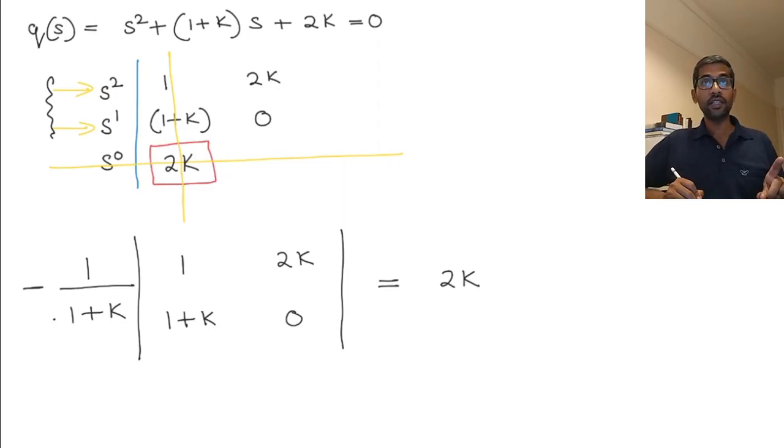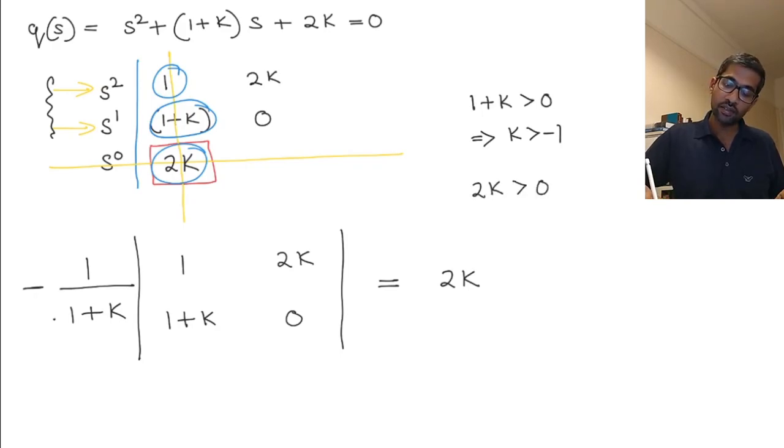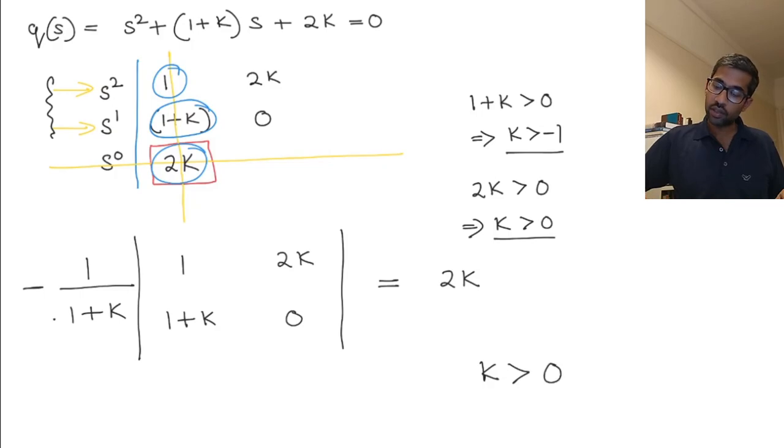Now what is the criterion for stability? The criterion for stability is that these numbers 1, 1 plus K and 2K are of the same sign. Now we know 1 is positive, so the criterion is that 1 plus K is greater than 0, which of course implies that K should be greater than minus 1. And another condition that we need is that 2K is greater than 0, which means that K is greater than 0. If we combine both these conditions, we can see that the system is stable for all K's which are greater than 0.